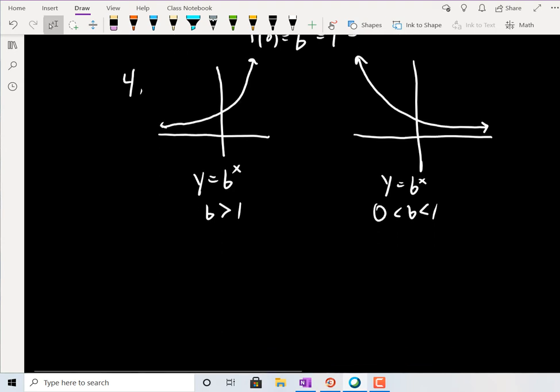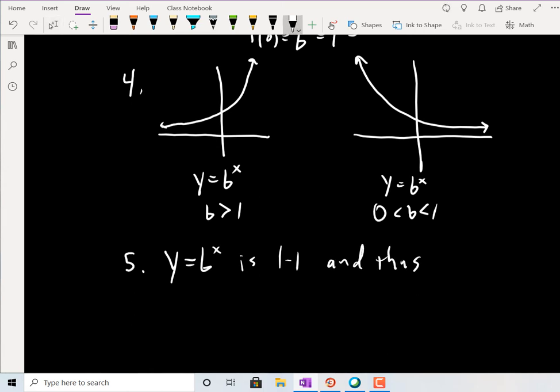Okay. Let's see what else we've got going here. These things are invertible. y equals b to the x is 1 to 1. It passes the horizontal line test and thus is invertible. So somewhere out there exists an inverse function, and we will be working with that thing. We will give it a name eventually.